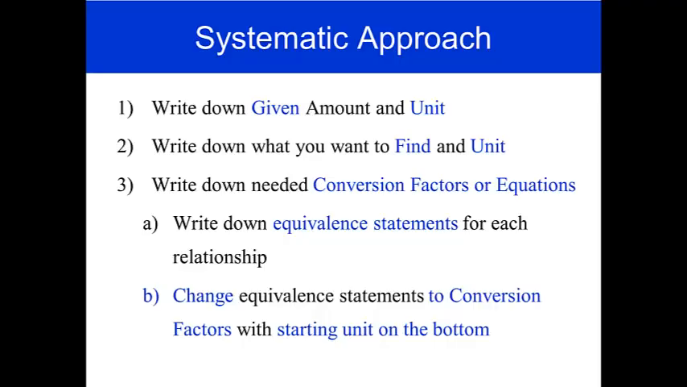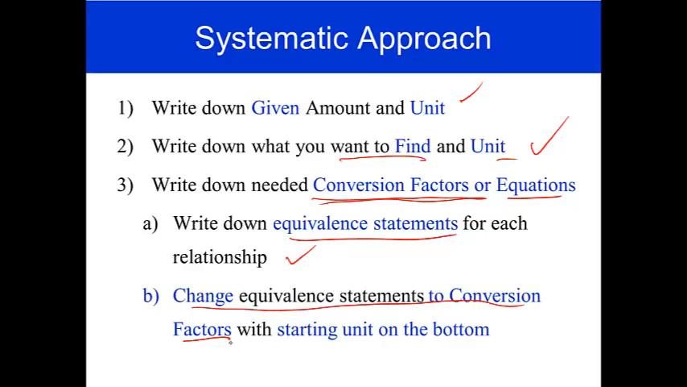Let me explain yet another way to do dimensional analysis. This is more of a systematic approach. This approach involves 6 steps. You must write down the given amount and the unit first. So that's the first step. Step 2, write down what you want to find and its unit. Number 3, get the conversion factors or equations that you need. What do you need? Write down the equivalent statements for each relationship, change the equivalent statements to conversion factors, such that the starting unit is in the bottom and it gets cancelled.